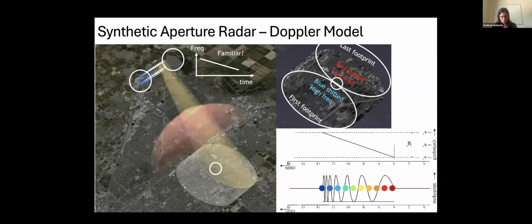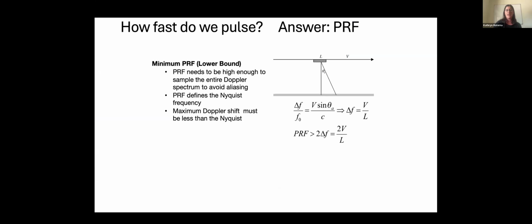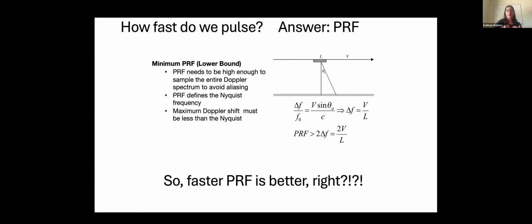I will briefly talk about how fast do you pulse? Well, basically we have two limits. The first limit is we need to pulse fast enough to be able to see the entire Doppler shift. You can math it out a little bit with the velocity of the satellite, but we're going to speed through this today. So pulsing faster means you can catch more of that frequency shift due to the flying satellite, the Doppler introduced by the flying satellite.